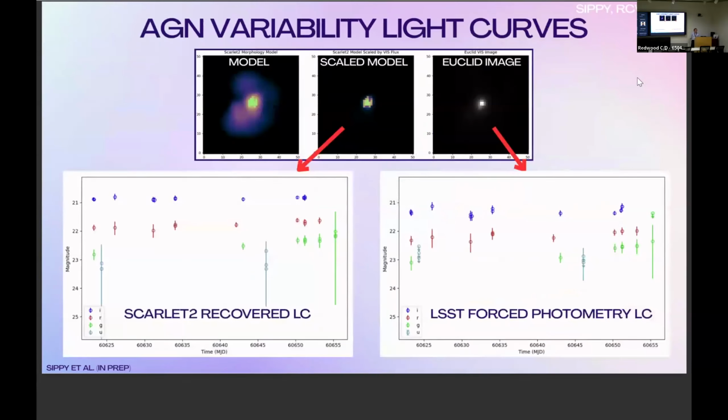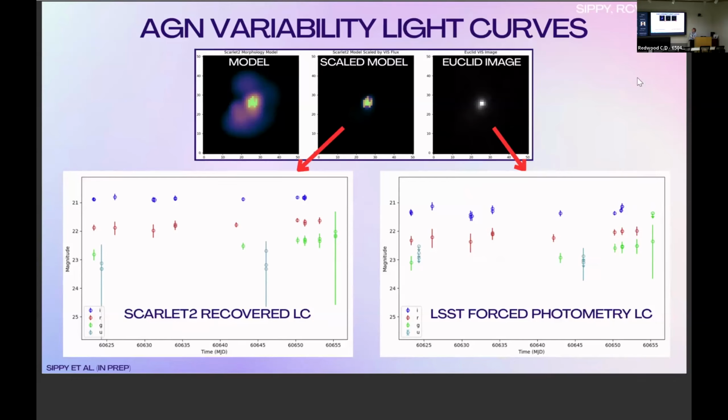Yeah. Okay, and then more on the AGN side, we can recover independently, just straight from the imaging data, these variability light curves. So the left one is from the Scarlet 2 model, and the right light curve here is straight from the LSST catalog. You can see we basically recovered the same shape. There's a bit of a systematic offset in the redder bands where Scarlet 2 is a bit brighter.